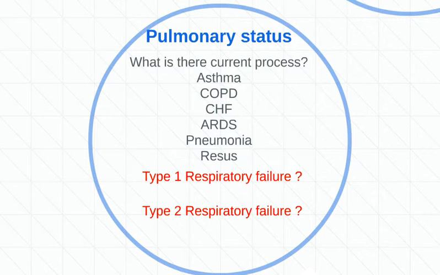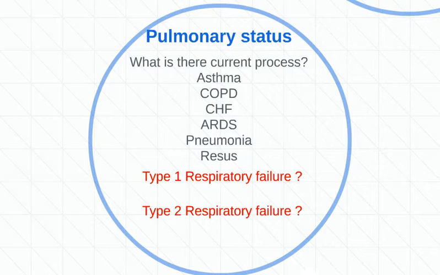So I want you to ask yourself, what is their current process? What is their pulmonary status? Remember, we went over this in maybe, I think it was video 2. Is it a type 1 or type 2 respiratory failure? Asthma, COPD, CHF, ARDS, pneumonia, a regular resus. Is that a type 1 or a type 2 respiratory failure? Asthma, type 2 or type 1? Type 2, perfect. CHF, type 1, exactly. Pneumonia, type 1, perfect.